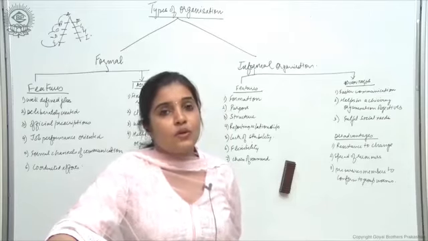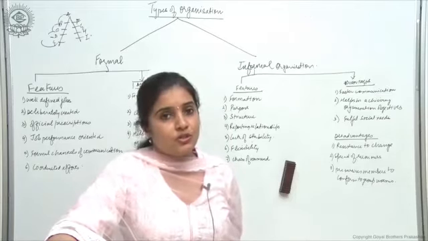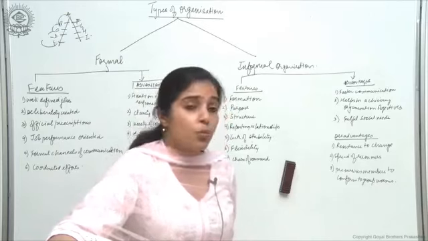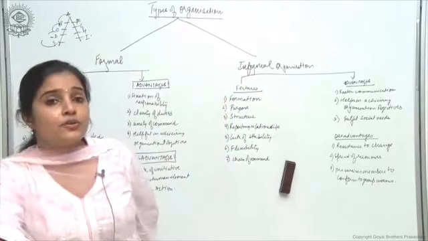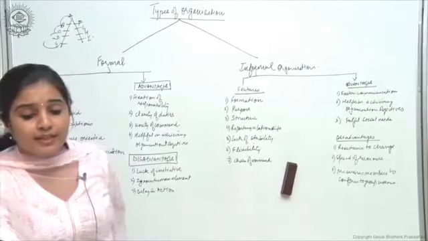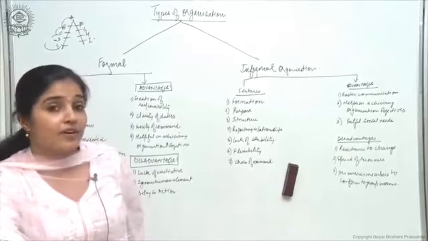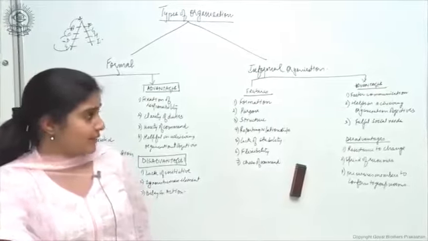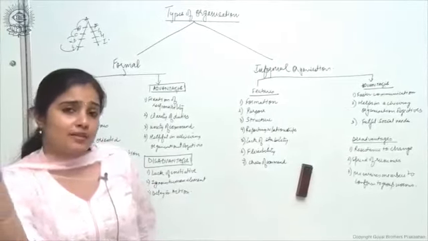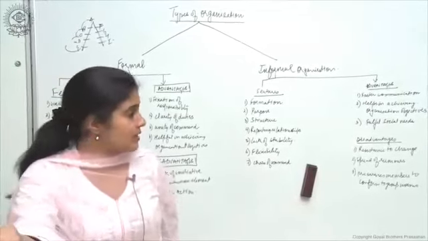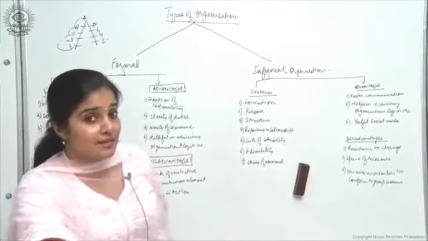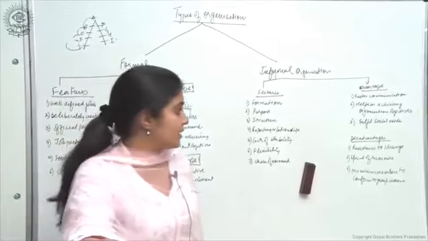Informal organization will always resist change, right? Now why is it that informal organization is going to resist change? Because they are bound by custom, conventions and culture. So anything which makes an attempt to change these customs and culture, they are always going to resist that, or anything which goes against their custom and culture, they're going to resist that.